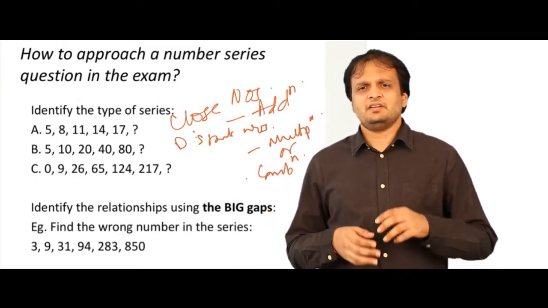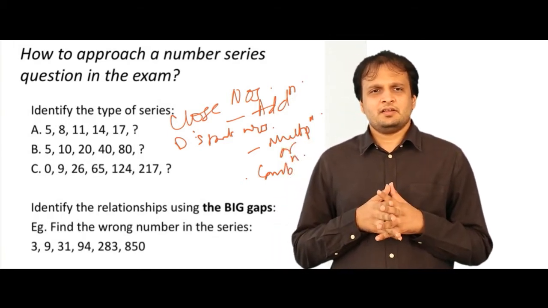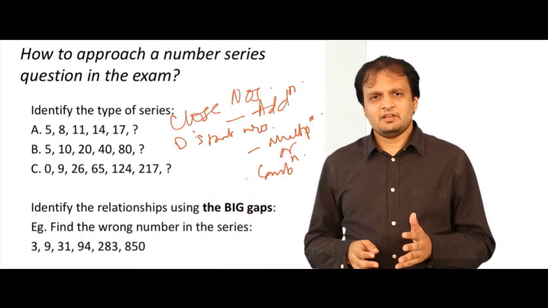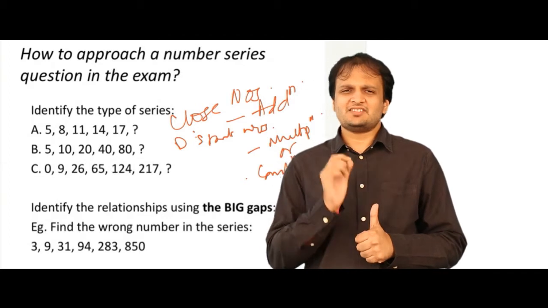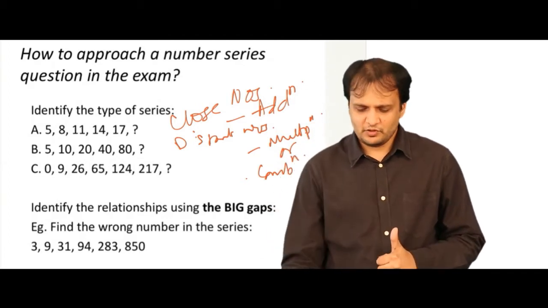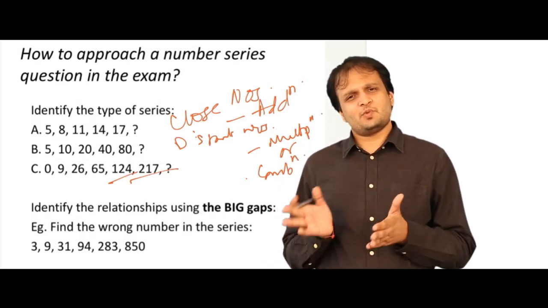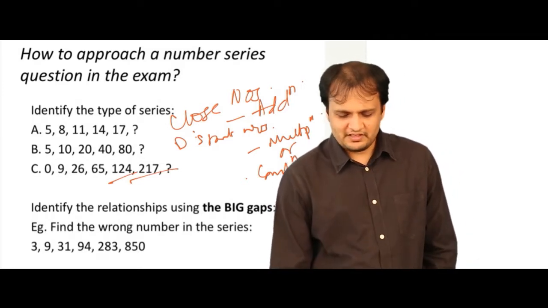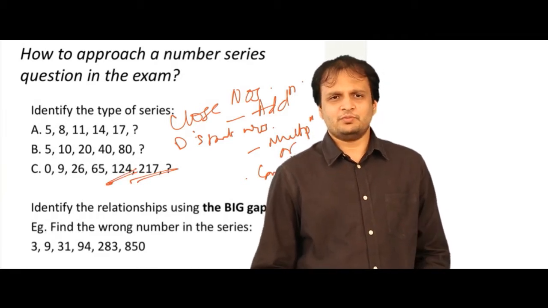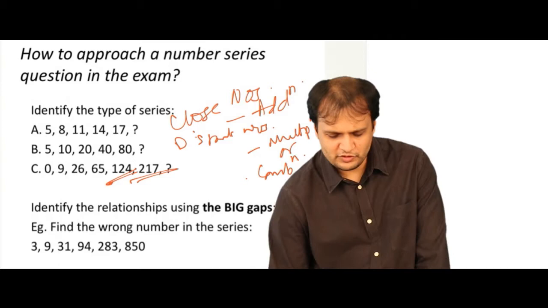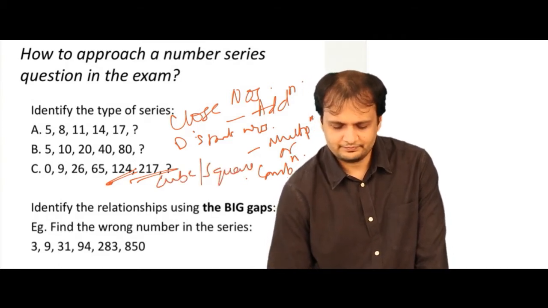And third, 0, 9, 26, 65, 124, 217. Now again the numbers are very far away. So one of the gut feeling is that it may be a multiplication series. But once just check the bigger numbers. So what are the bigger numbers here? 217, 124. Are they close to any square, any cube? So 217 is very close to 6 cube, 216. 124 is very close to 5 cube, 125. So if they are very close to a cube or a square, then it's a cube or square series.